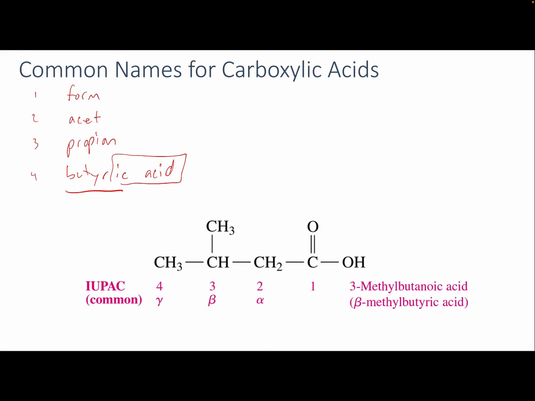In addition to common names, we have a common numbering system. This involves using the Greek alphabet. Alpha carbons are identified as the carbon directly next to the carbonyl carbon. And then we move away from there. Alpha, then beta, then gamma, then delta, epsilon, whatever. So that's the old naming system for carboxylic acids.